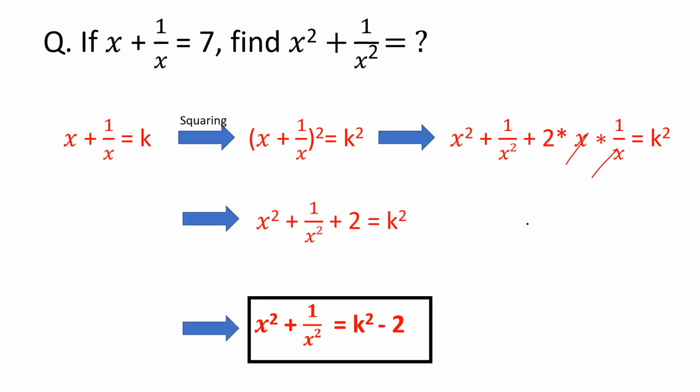Okay, so for any general value of x plus 1 upon x equal to k, from now on you can directly find out x square plus 1 upon x square as what? k square minus 2. Now in this question, how much is x plus 1 upon x, k, given? 7 is given. So what will x square plus 1 upon x square be? In place of k we will put 7. It will be equal to 7 square minus 2. 49 minus 2. Your required answer in this question will be 47. As simple as that, right? Let's go on to the next question, guys.